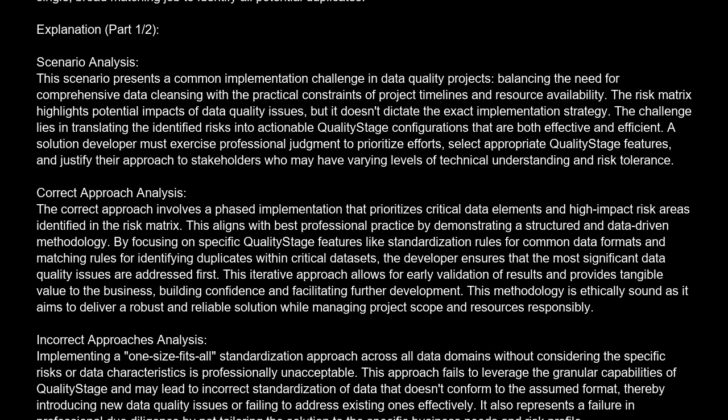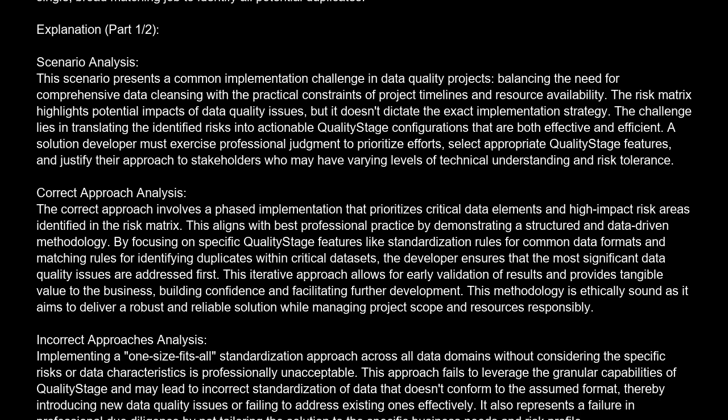Correct answer is A. Implement comprehensive standardization rules for all address and name fields across all customer data, followed by a single, broad matching job to identify all potential duplicates. Explanation. Scenario analysis. This scenario presents a common implementation challenge in data quality projects, balancing the need for comprehensive data cleansing with the practical constraints of project timelines and resource availability.